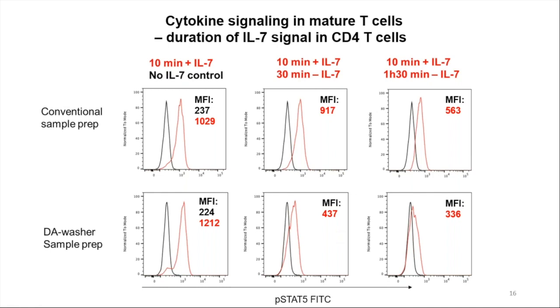And we think that the main reason for this difference in the kinetics is that the T cells are very sensitive to IL-7. And because we have more washes with the DA plate washer, we are just removing the IL-7 much more efficiently. And we think that this is actually the real biology. And what we see with the conventional sample prep is an experimental artifact.